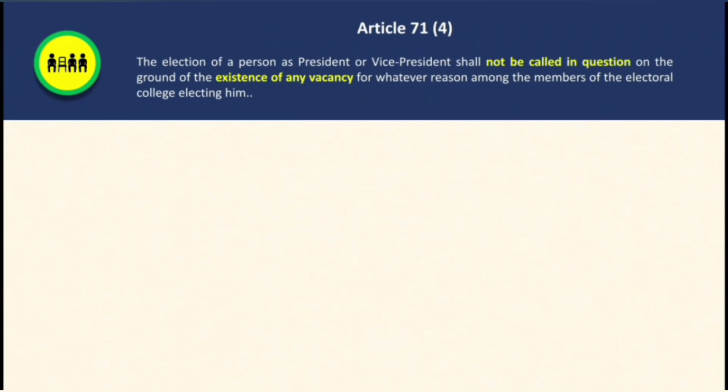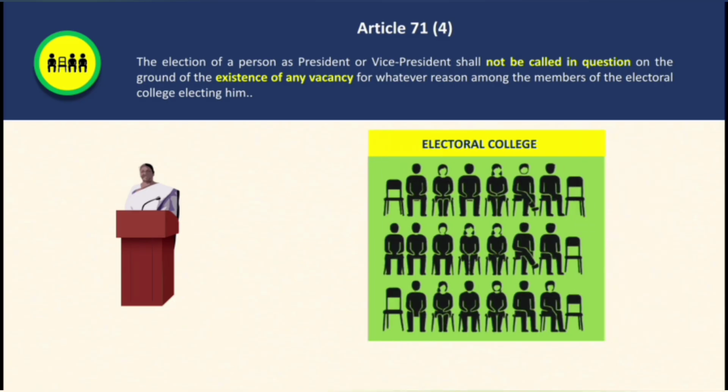Clause 4 talks about when elections can be questioned. Here is something important. The validity of the election of the president or vice president cannot be questioned just because of some vacancy in the electoral college. For example, imagine one MLA's seat is vacant during the presidential election. That does not mean the whole election becomes invalid. The process still goes on.